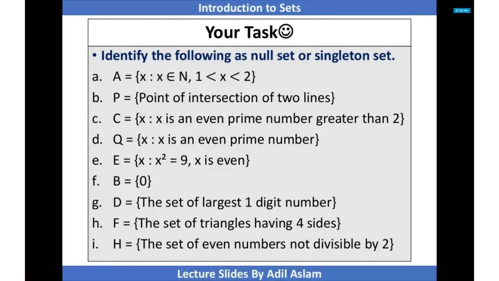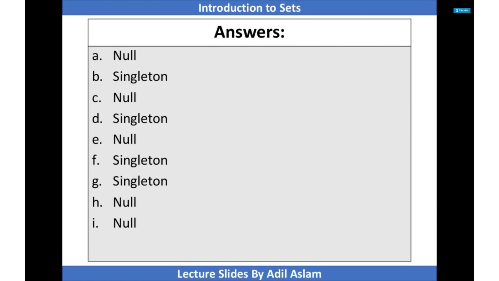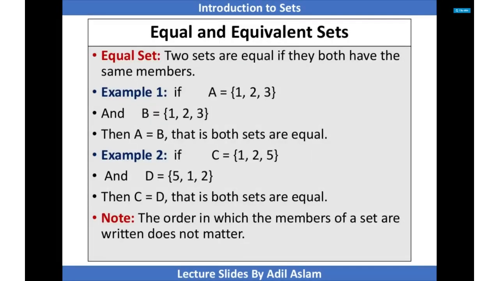Okay, so those ones you can have a look at, just more examples for you to test your understanding of those types of sets. And of course, the answer follows there. Then equal and equivalent sets.